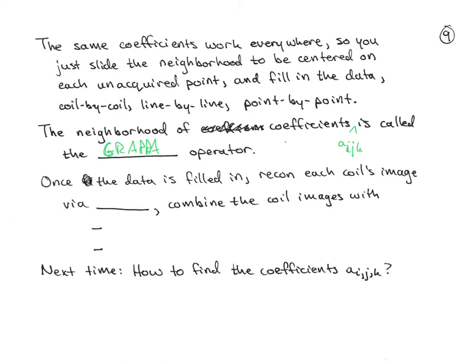And then once you're done with this procedure, what you have is a full set of k-space data for every coil, right? And so once the data is filled in, you still need to combine those coil images. So you reconstruct each coil's image by 2D-FT, right? We have k-space data, so we first need to take the 2D Fourier transform. And then we need to combine the coil images either using a sum of squares reconstruction, which we talked about previously, or a multi-coil reconstruction, which we've also talked about previously, which can then use sensitivities. So next time we will expand further on the GRAPPA reconstruction by talking about how to find specifically these coefficients a i, j, k that make up the GRAPPA operator.